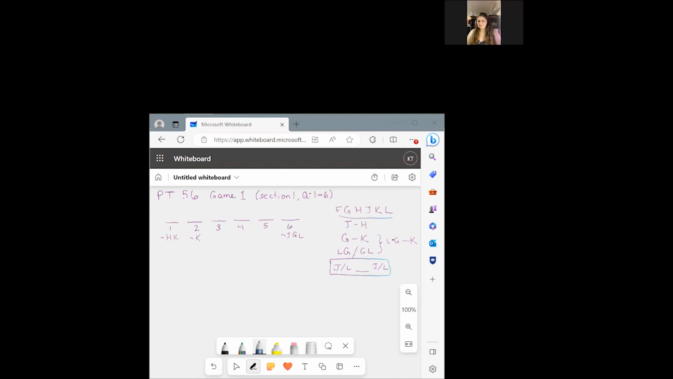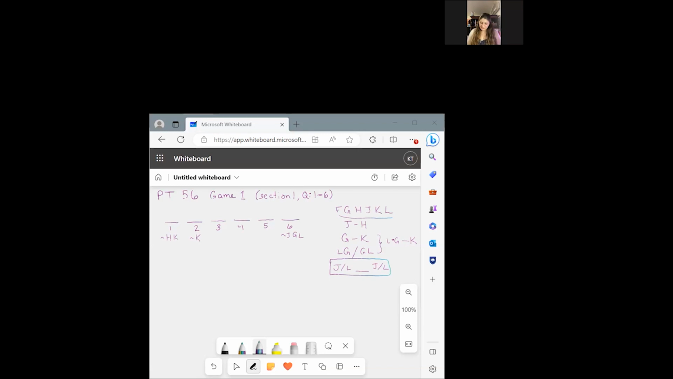Does that make sense to everyone how we got that? That was the deduction where we combined rules 2 and 3. Everyone cool with that one? That went nice and fast because of the deductions. Very good.